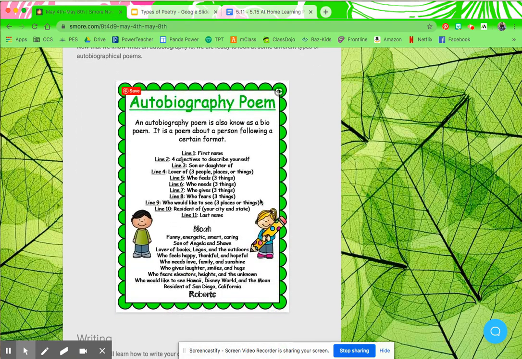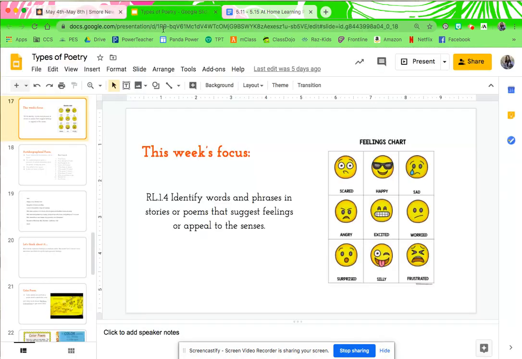So here you have an example. You have the layout, which Miss Kemp will go over with you in the next lesson. And then you also have an example of it. So the layout consists of 11 lines, starting with your first and ending with the last name of the person, which is going to be you. And then it's going to give different bits of information. So adjectives, words to describe the person, different things that the person loves, what makes them feel happy, and so on. So let's look at some examples of this.